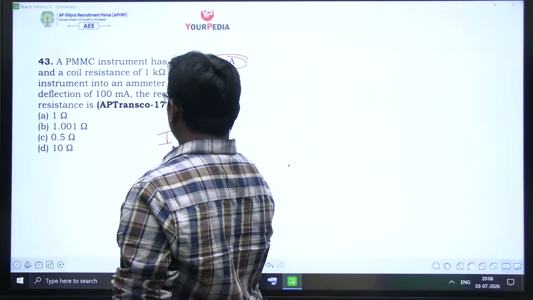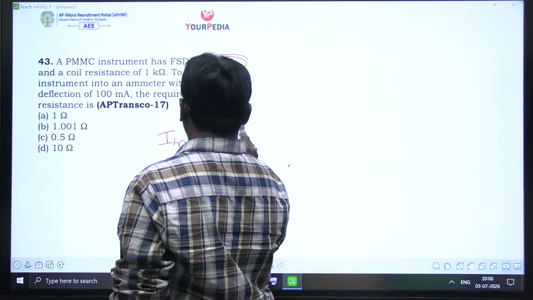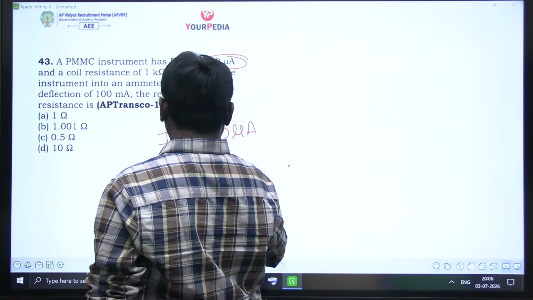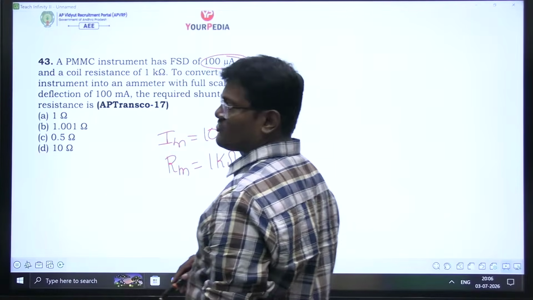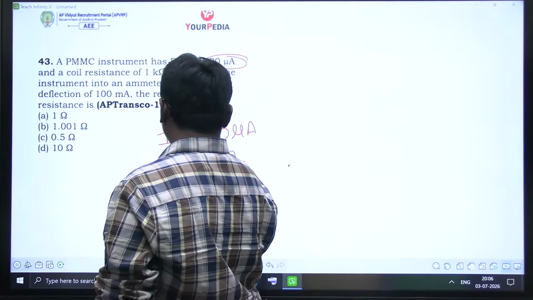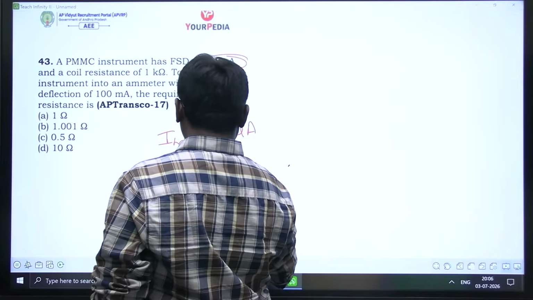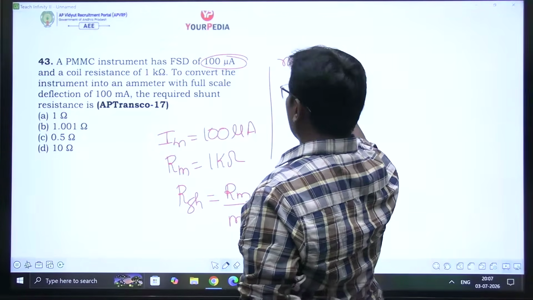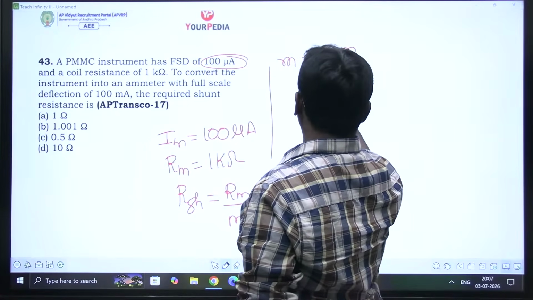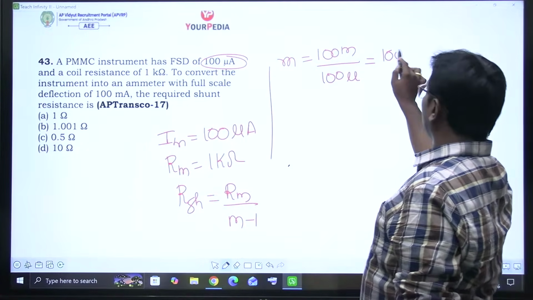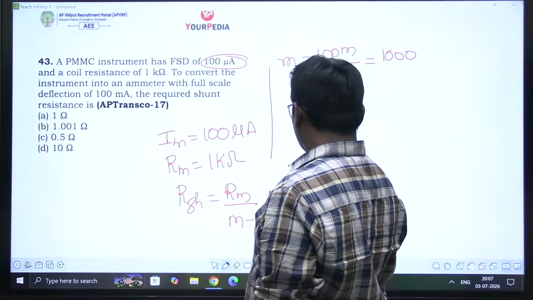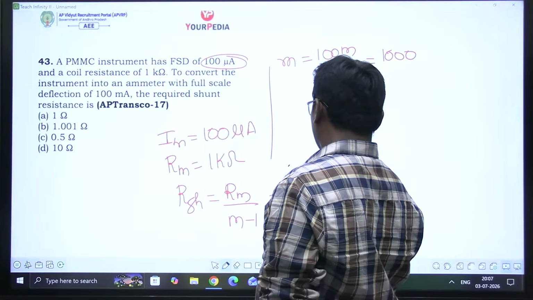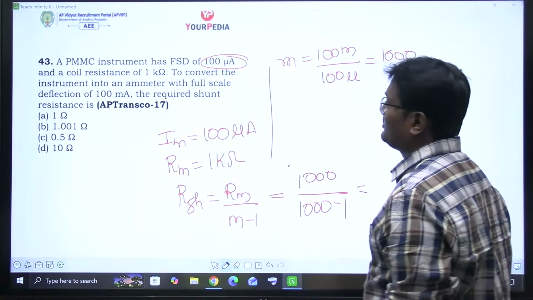So meter current is shortcut. You can use 100 microamperes, and the coil resistance Rm is equal to 1 kilo ohm. To convert the instrument into an ammeter, Rsh is equal to Rm by (m minus 1). m you have to calculate. So 100 milliamperes by 100 micro, this should be equal to 1000. So 1000 by 1000 minus 1, approximately equal to 1.